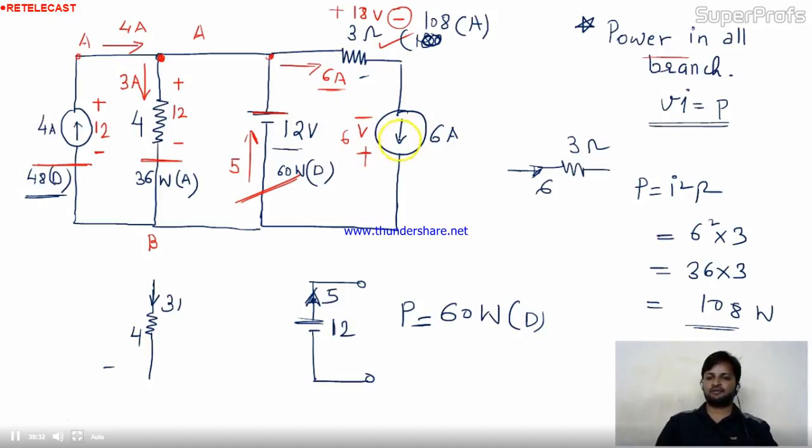Come to the 6 ampere source now. Here I'm checking. This is the 6 ampere. And the direction of the battery is here like this, 6 volt. The current direction is from positive to negative, meaning the source is also delivering power. And delivered power is nothing but 6 into 6, 36 watt. This is delivered power. Is it okay to you? Is there any problem?